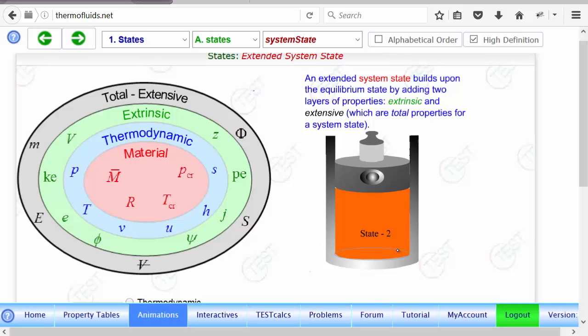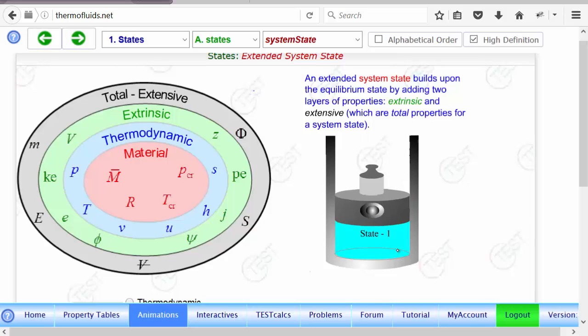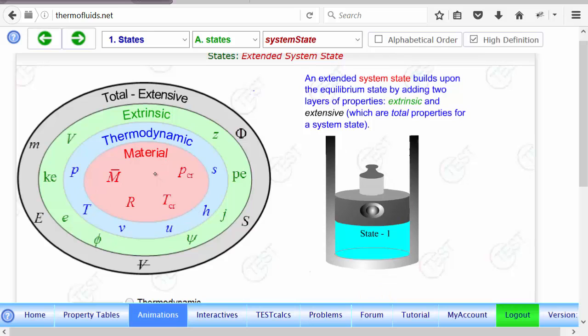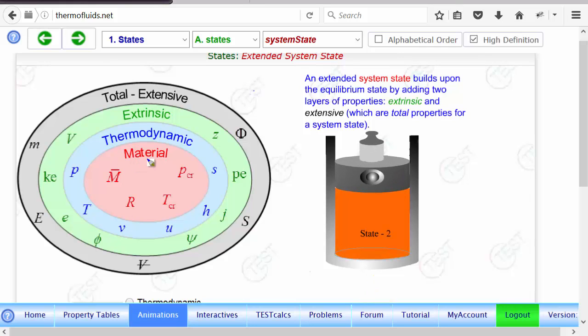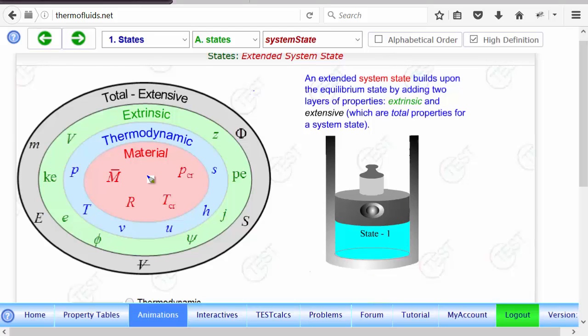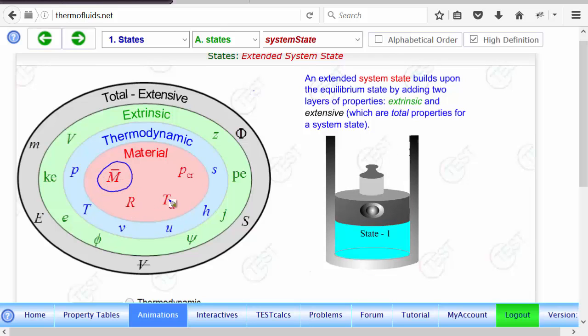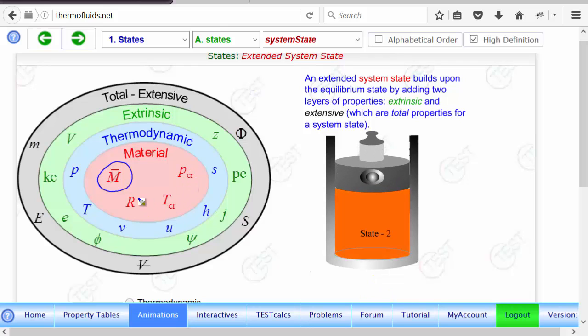So what we got here is that the properties of the systems are shown in layers. The core of the properties, as you can see, is the material property. What is the material property? They are properties that are determined as soon as you choose the material. Molar mass we are already familiar with. These properties we'll come across later on.